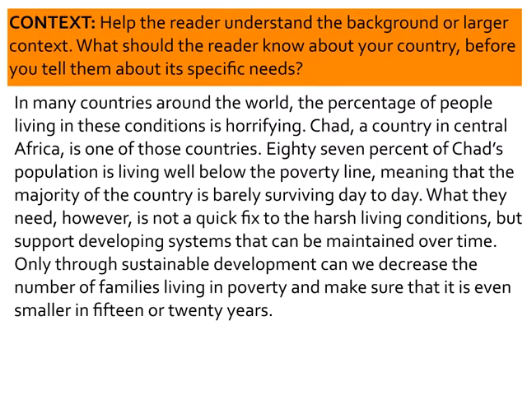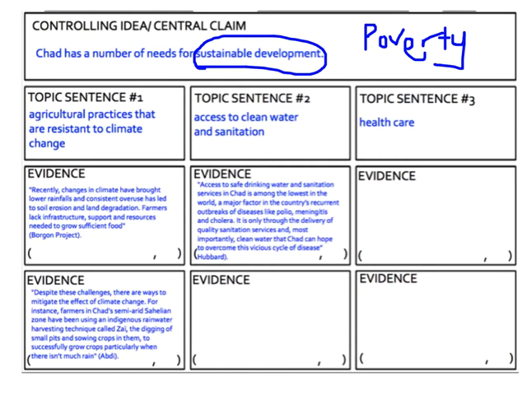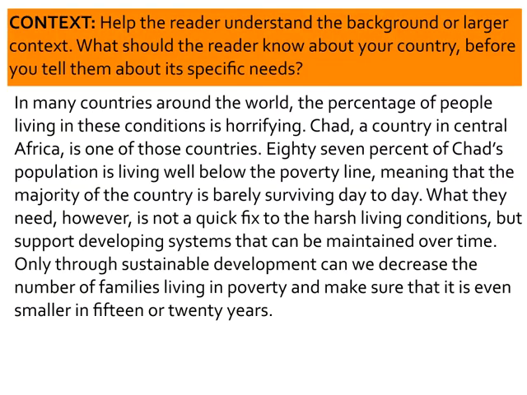Now I want to teach my reader a little bit about sustainable development so that I'm setting up that part of my controlling idea. What they need, however, is not a quick fix to the harsh living conditions, but support developing systems that can be maintained over time, right? That's sustainability. It can be maintained over time. Only through sustainable development can we decrease the number of families living in poverty and make sure that it is even smaller in 15 to 20 years.